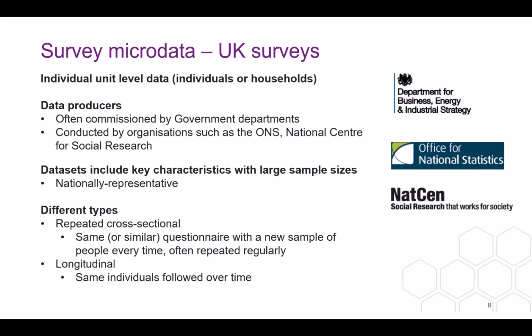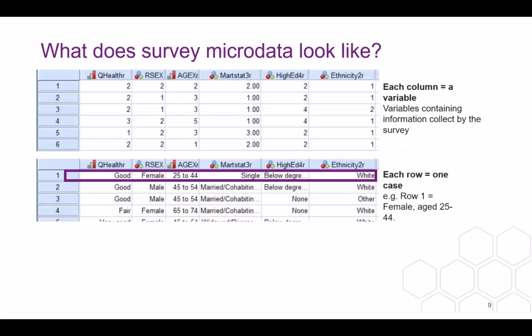And then longitudinal data, like I said, the same individuals are followed over time, either individuals that were born at a particular time point, so things like the big birth cohort studies follow that, and this allows you to explore how individuals change over time. So this is an example of what survey microdata might look like.